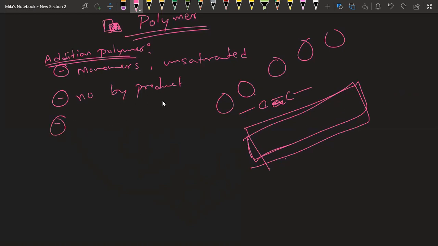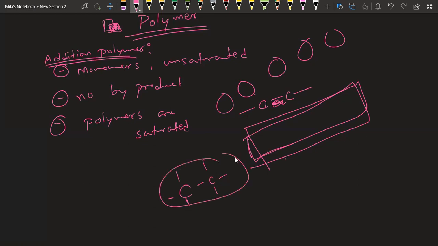So the third point to define in addition polymerism is that the polymers are saturated. Monomers are unsaturated, but polymers are saturated. What does this mean? As I've mentioned earlier, when all the bonds are already broken, it does not have any double bond. That means no more addition can happen. This polymer is already saturated, so no more polymerization can happen. That's what saturated means: there is no more double bond present.